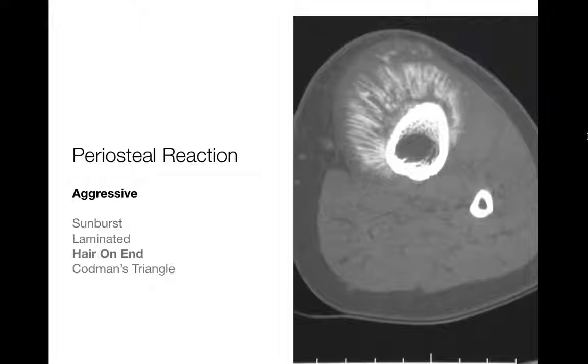Again, both are aggressive periosteal reactions, so don't waste too much time perseverating about whether this is sunburst or hair on end. Both really mean the same thing. Something aggressive, something fast growing is there. So hair on end is really just because the bone is sticking straight up, just like you'd be electrocuting your hair, sticking straight up.